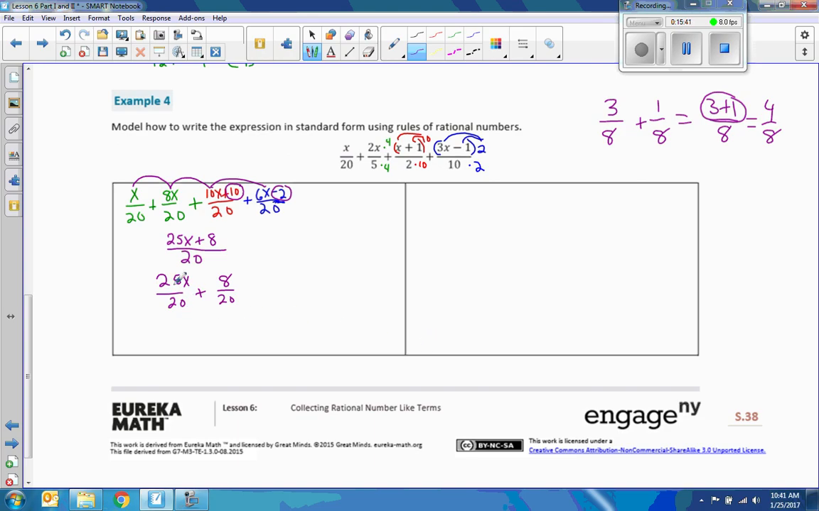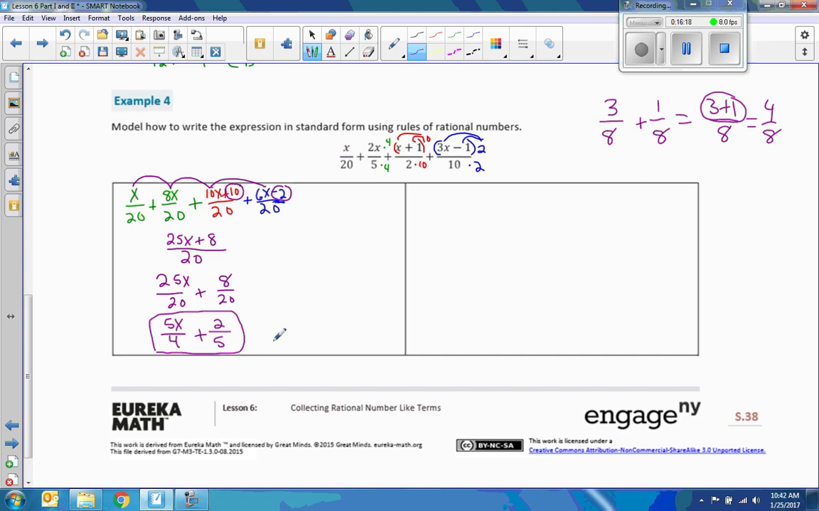What will go into 25 and 20? 5 will go into 25 5 times. 5 will go into 20 4 times. It's 5x over 4 plus 8 over 20. What will go into 8 and 20? And the answer is 4. So 4 will go into 8 twice. 4 will go into 20 5 times. So I get 5x over 4 plus 2/5. Okay. All of this mess got simplified down to just these two terms.